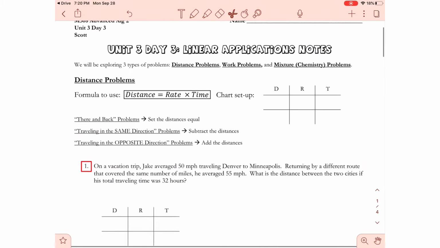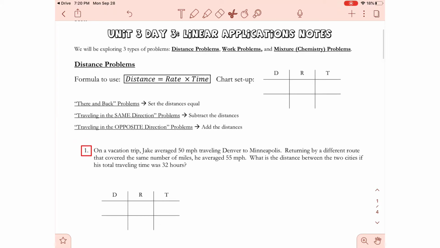So the first problem says, on a vacation trip, Jake averaged 50 miles per hour traveling Denver to Minneapolis. Returning by a different route that covered the same number of miles, he averaged 55 miles per hour. What is the distance between the 2 cities if his total traveling time was 32 hours? So don't get your phone out and just Google the distance from Denver to Minneapolis, because that's not what we went off of. This is kind of a hypothetical, okay?